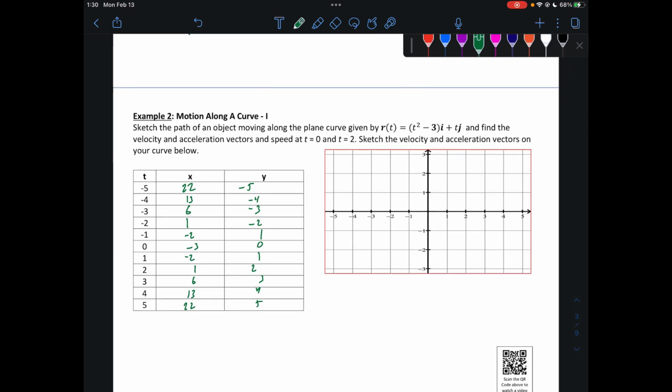So if we plot those points, now obviously I'm not going to have the full graph here, but if we started with t equals negative 3, (6, -3) would be here, and then (1, -2), (-2, -1). We did something wrong there. It should be (1, -2), (-2, -1), (-3, 0), (-2, 1), (1, 2), and (6, 3). The graph's going to look like this. So a parabola facing to the right almost. And the direction of travel is this way here.